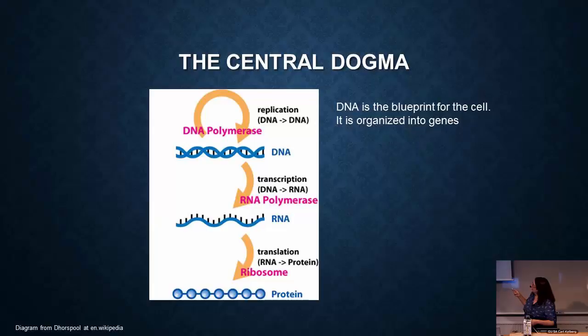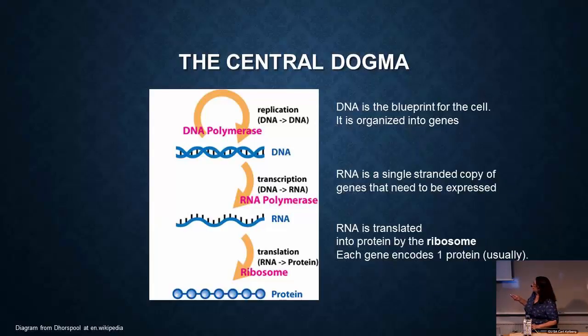These genes are then copied into something called RNA, which is a related molecule, by RNA polymerase. And not everything is made into RNA, just the parts that you want to express. So for example, if you have a skin cell, you want to turn on the genes for skin cells. You don't want to turn on the genes for a liver cell, if you look at people. So RNA is a single-stranded copy of the genes that need to be expressed, what you need to turn on.